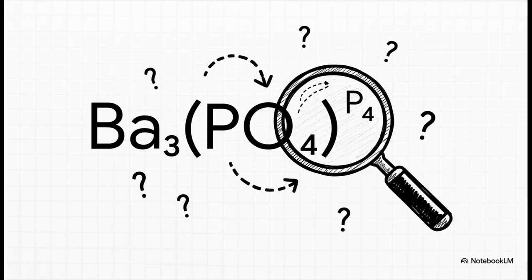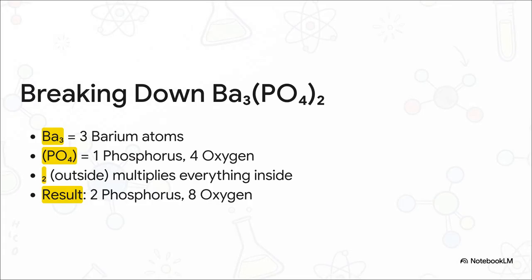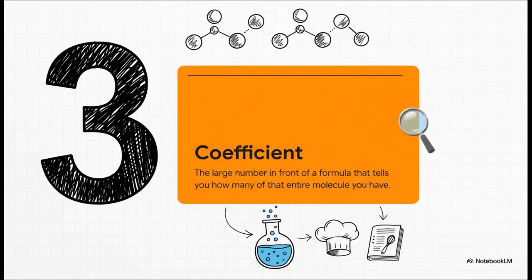Barium phosphate. Let's break this monster down. The Ba3 part is easy, right? That's just 3 barium atoms. No problem. Now for the brackets. Inside the parentheses, we've got 1 phosphorus and 4 oxygen atoms. But look at that little 2 on the outside. That means we have 2 of that entire PO4 group, so we just multiply everything inside by 2. 1 phosphorus times 2 is 2 phosphorus atoms, and 4 oxygen times 2 is 8 oxygen atoms. See? Not so scary.